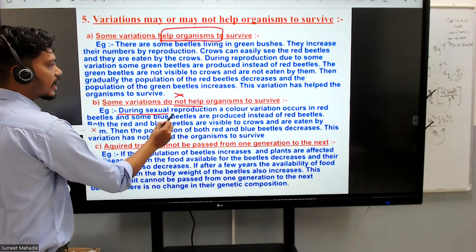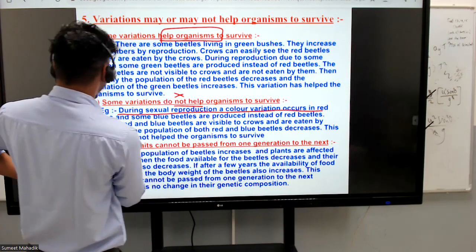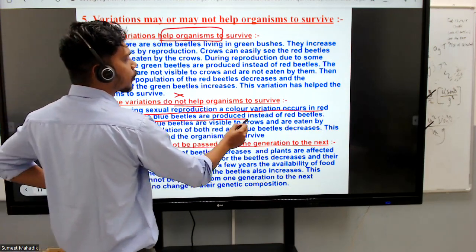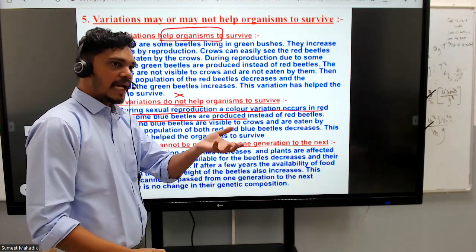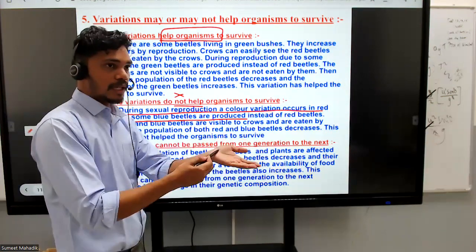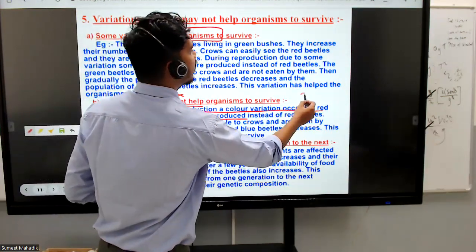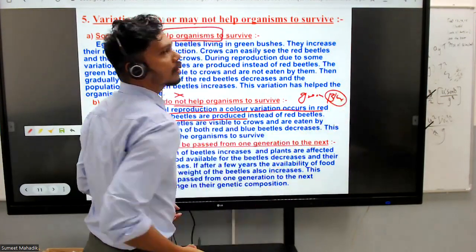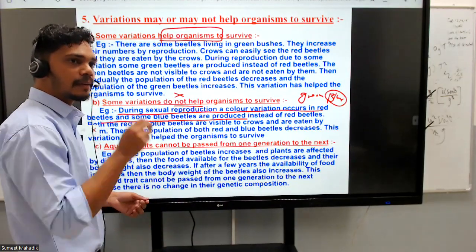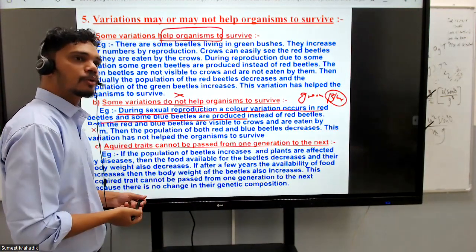How? During sexual reproduction, color variation occurs in the red beetles, and some blue beetles are also produced. So they want to become green. But in the second generation, recessive characters are also there. So along with the green, blue color is also there. Now what is blue color? Easily distinguishable. The crow also eats them.